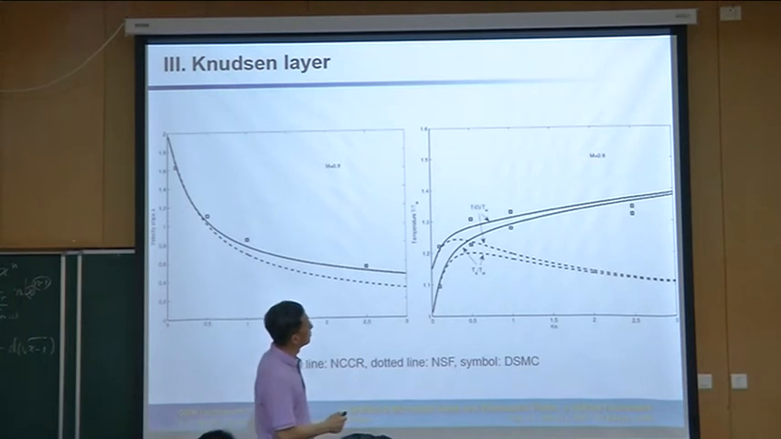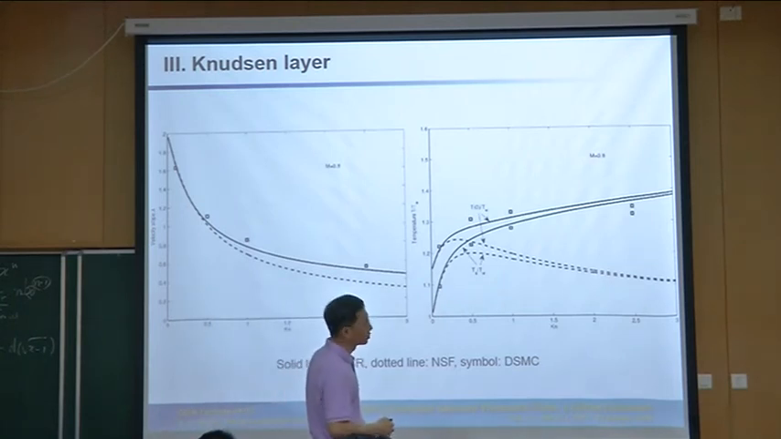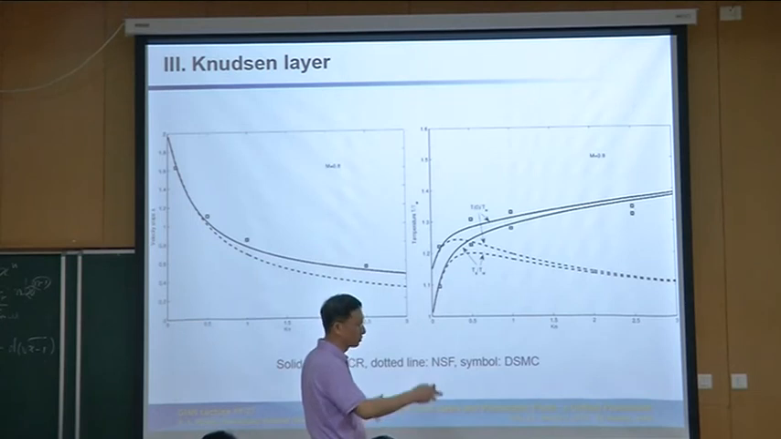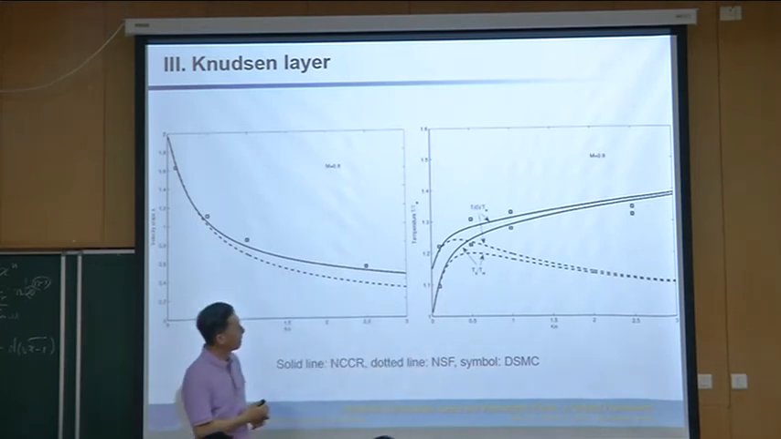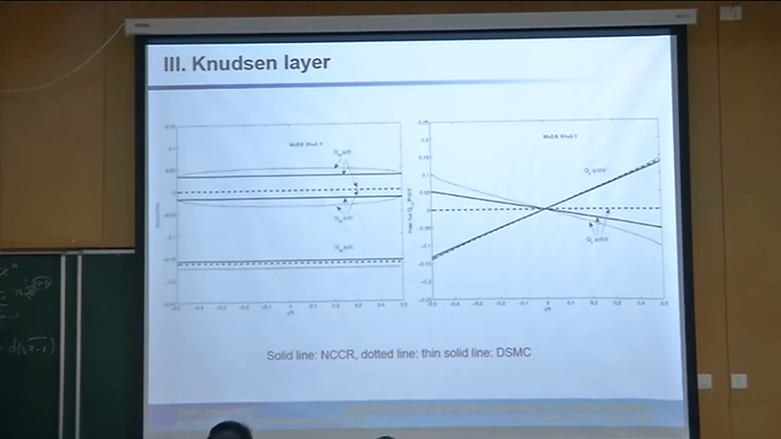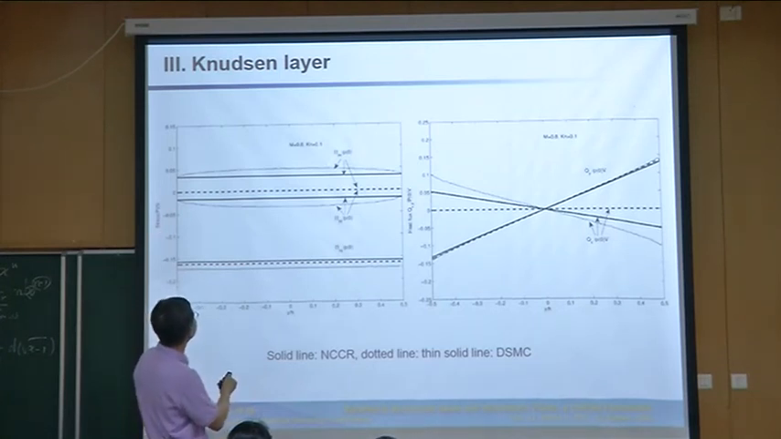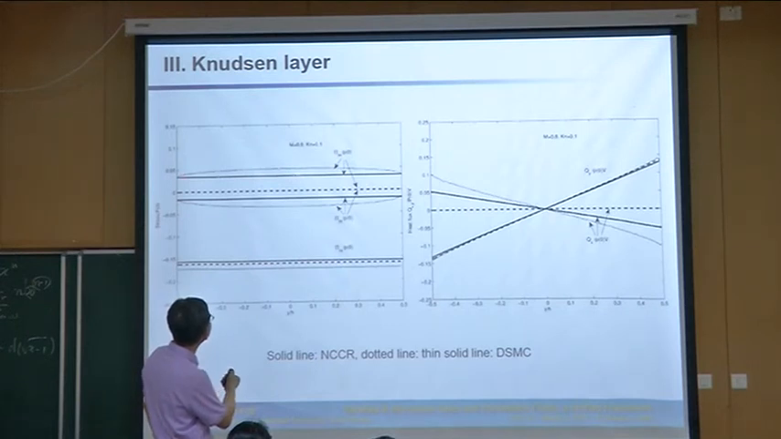In the case of Mach 28, this is the Knudsen layer, the Couette flow. And then this is the second order solution. This is the Navier-Stokes solution. The difference is due to the second order effect. And then this is DSMC and the comparison. So what about the stress? This is pi_xx. This is the second order theory. This is the DSMC solution.